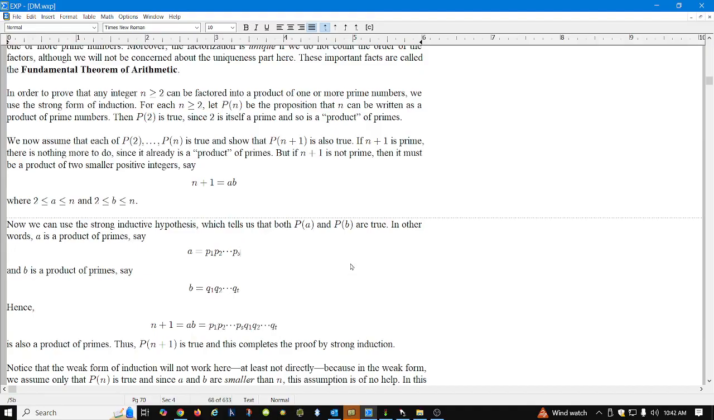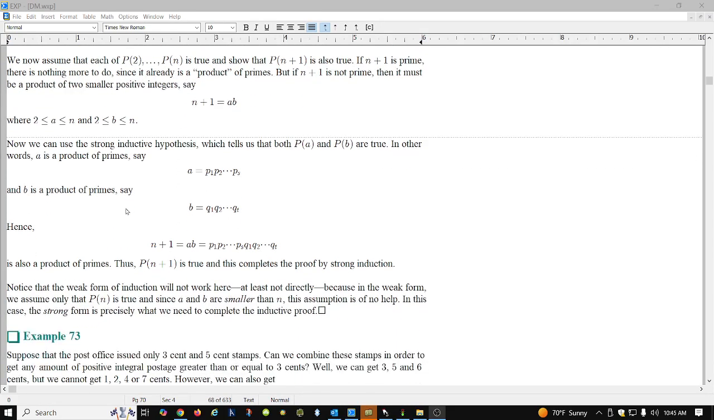If we're only using the weak form, we would only be allowed to assume that P of n is true in order to prove P of n plus 1. That's not going to work. As a matter of fact, if you look at this factorization, a and b have to be between 2 and n minus 1, really. If a is n, there's no room for b here. n is not a factor of n plus 1 in general. So the weak form totally fails here, at least as a direct use of the weak form.